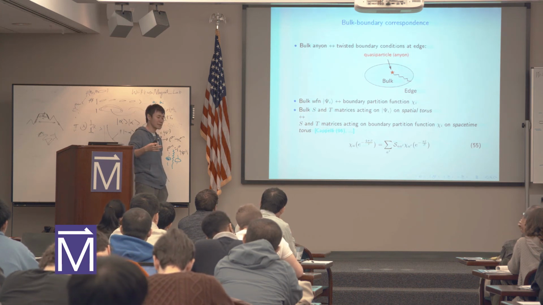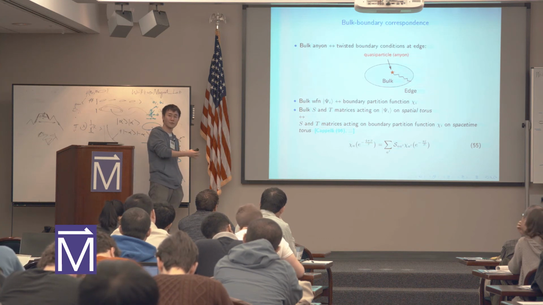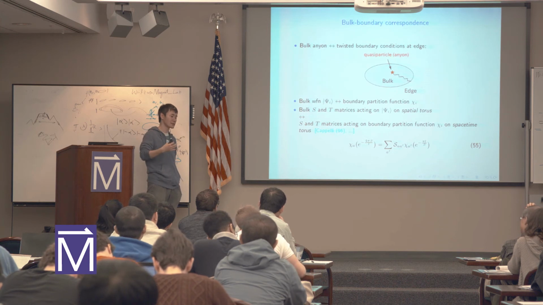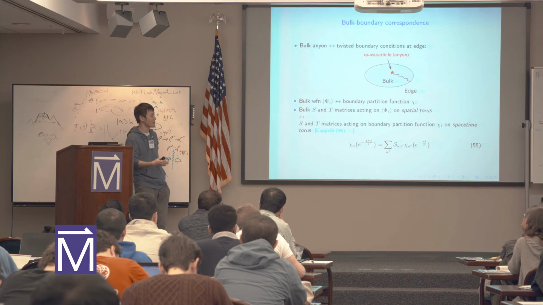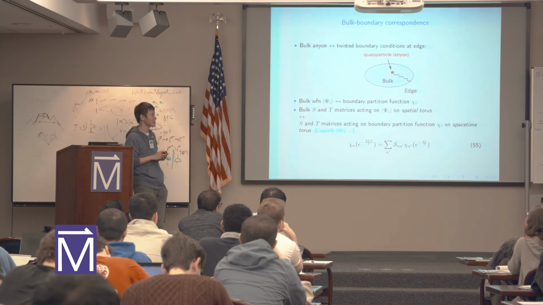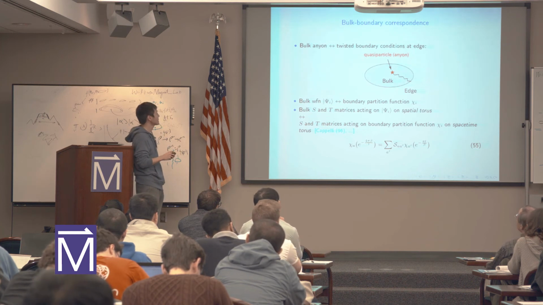But since I presented the data characterizing the bulk topologically ordered phases, one may wonder, is it possible to extract universal properties of the bulk just from the physics of the boundary? That's a more precise version of the bulk boundary correspondence, and yes, that is possible. So the idea is basically as follows.